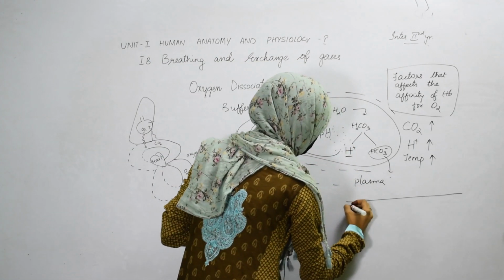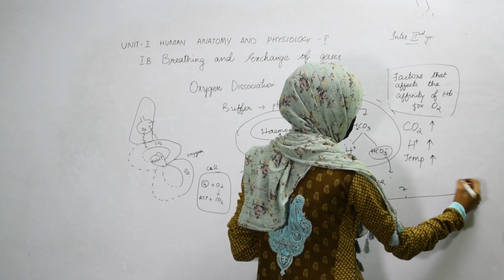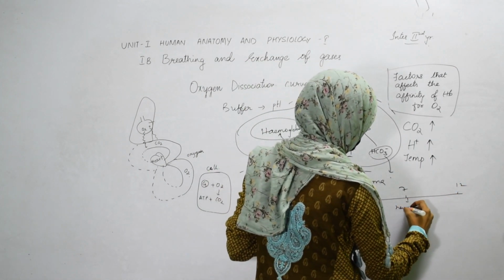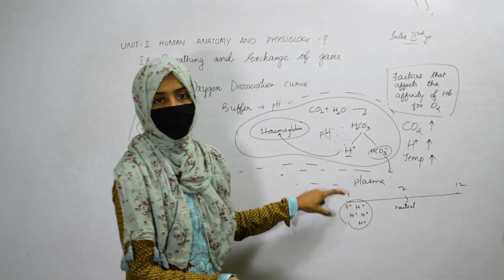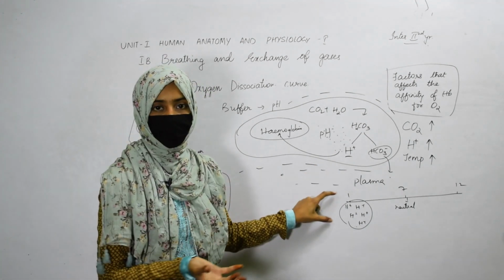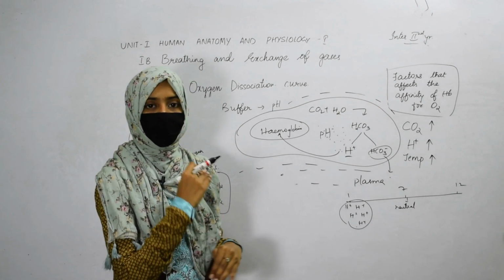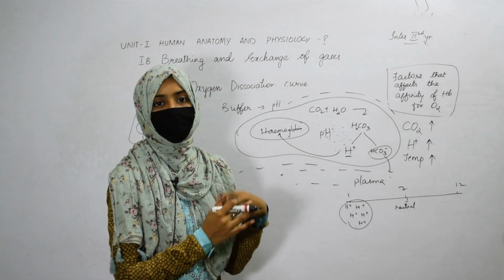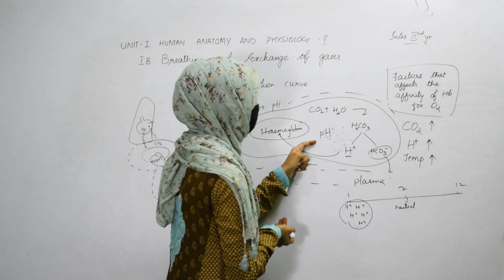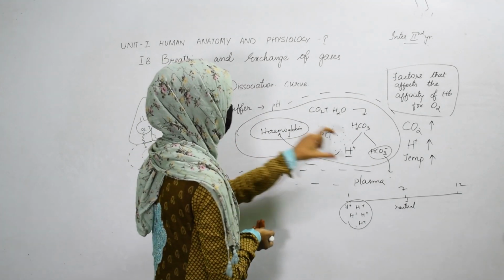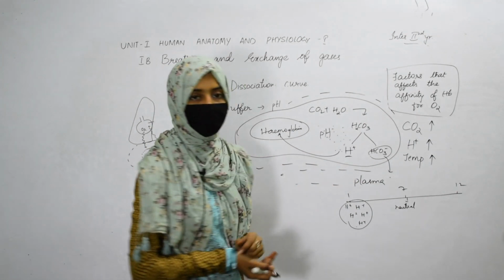Here is our pH scale: 1, 7, and let's take 12 here. So 7 is the neutral pH. If the H positive ions are more, then the pH gets decreased. So they are inversely proportional. If hydrogen positive ions increase in number, the pH level decreases. So this is what happens. Now to maintain the pH, to make it neutral, the hydrogen ions go and bind to the hemoglobin and the negative ions come out into the plasma.